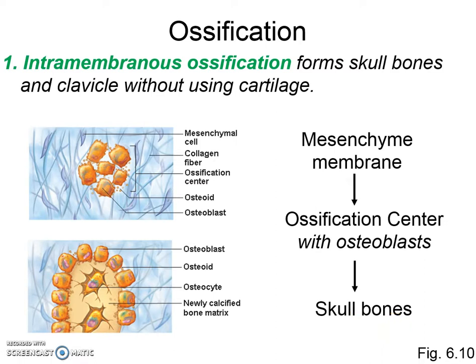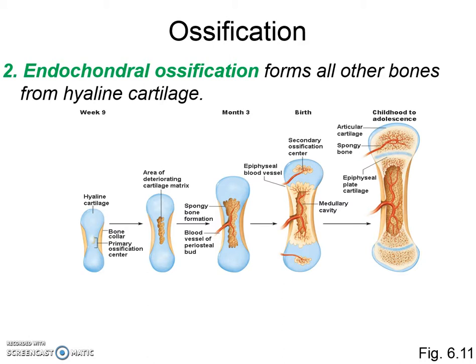Our second type of ossification is called endochondral ossification. Now this is going to form all the other bones of your body. And this bone is not going to form from that mesenchyme membrane. Instead, it's going to form from another connective tissue, the hyaline cartilage. Remember, hyaline cartilage is really strong and really tough. Here's what's happening. Here you have some hyaline cartilage. That's, again, the foundation for these bones.